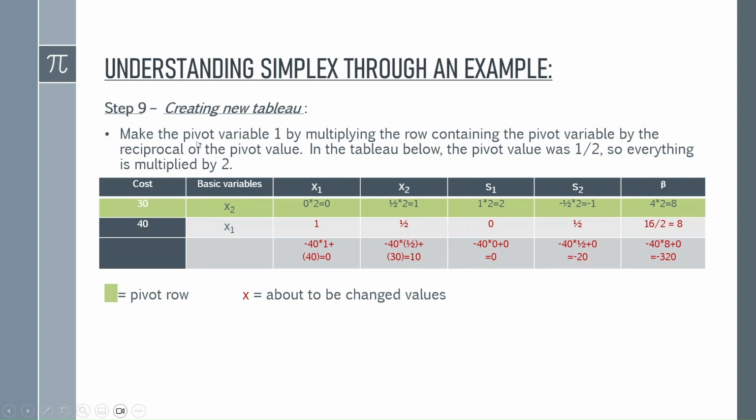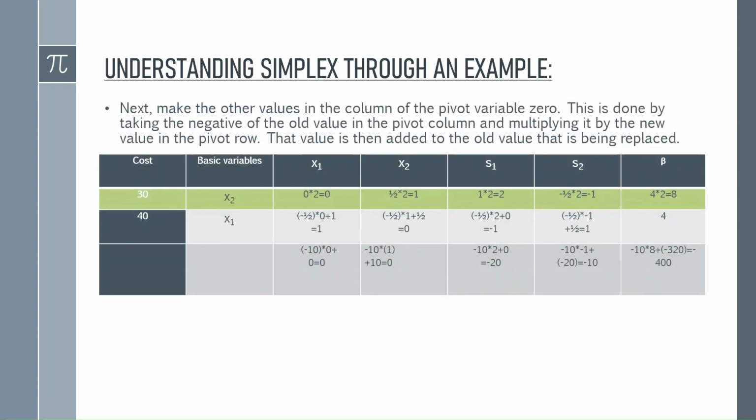So make the pivot variable 1 by multiplying the row. In the table, the pivot value was half, so everything is multiplied. The entire row changes. The values indicated in red are the values that are about to be changed in the creation of the new table. So using the previous algorithm, we can find all the values corresponding to each value in the new table.